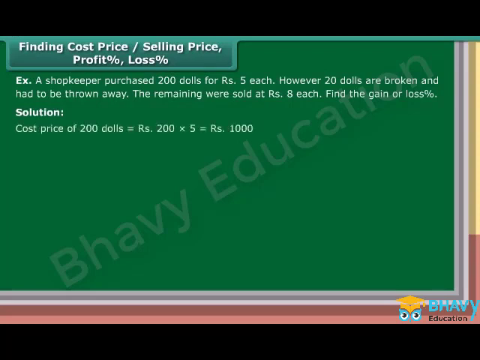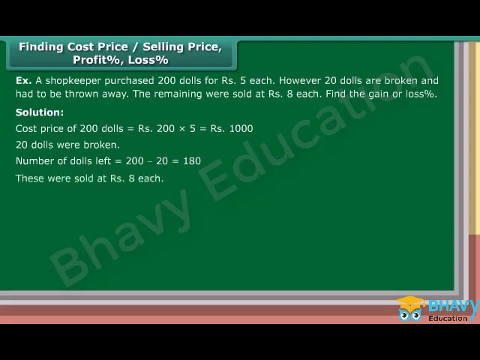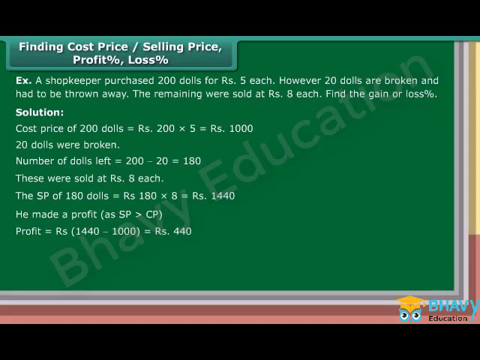Solution. Cost price of 200 dolls is equal to rupees 200 into 5, which is equal to rupees 1000. 20 dolls were broken. Number of dolls left is equal to 200 minus 20, which is 180. These were sold at rupees 8 each. The SP of 180 dolls is equal to rupees 180 into 8, which equals rupees 1440. He made a profit as SP is greater than CP. Profit is equal to rupees 1440 minus 1000, which is equal to rupees 440.